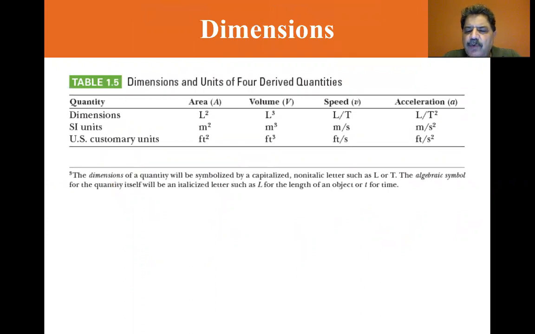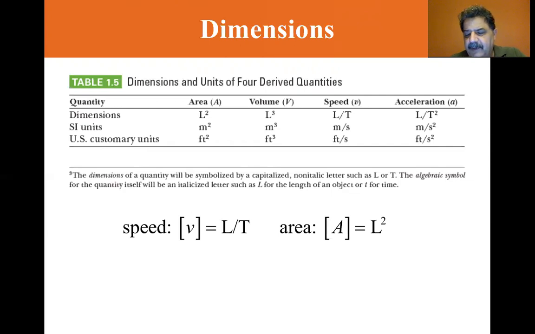Example, the distance between 2 points can be measured in feet, meters, or furlongs, all different units for expressing the dimension of length. The symbols to specify dimensions of length, mass, and time are L, M, and T. We use brackets to denote dimensions of a physical quantity. As examples, the symbol for speed, v, velocity, is length over time. And the dimension of area is L squared because it's a length by a length.